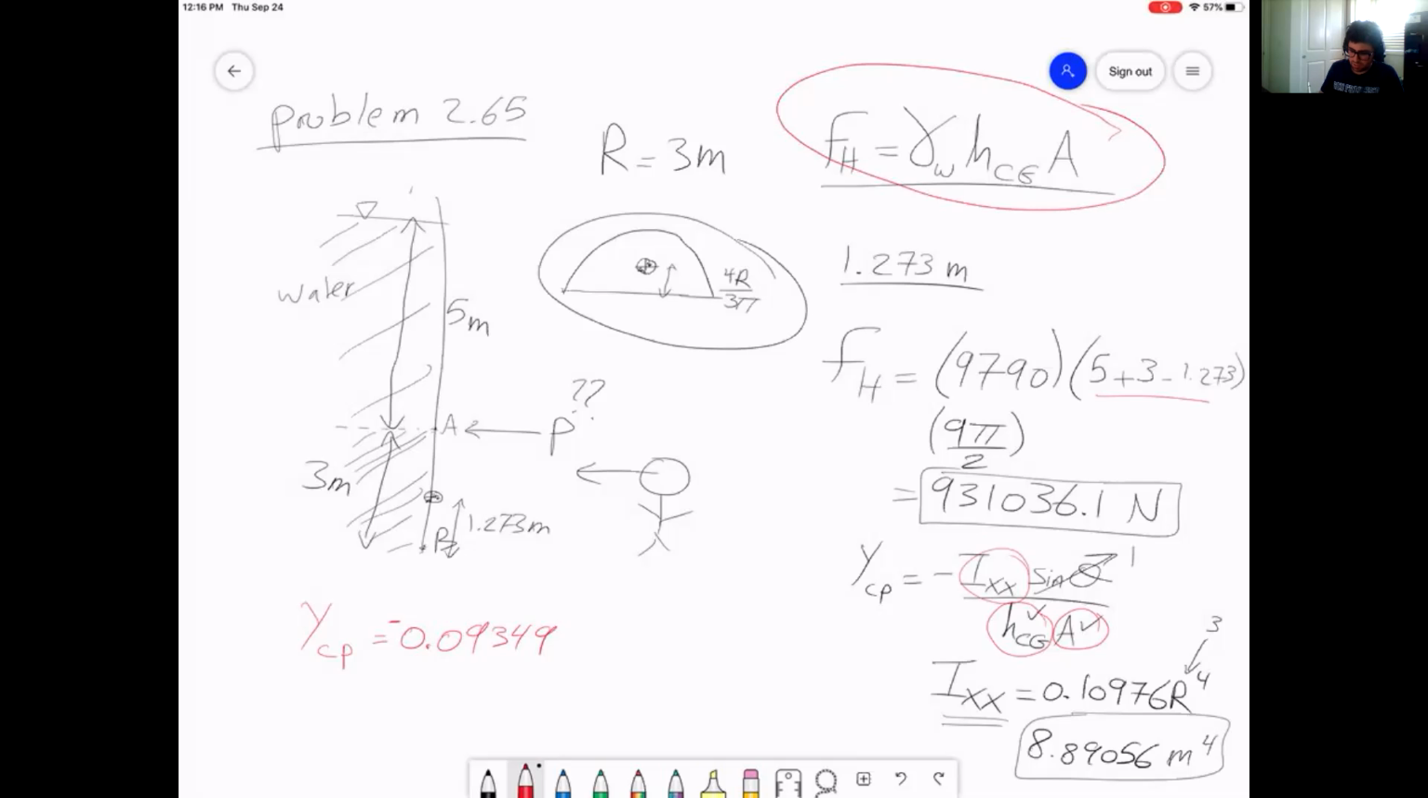And then what's this one we got? YCP. Negative 0.09. What's this distance? Distance from the centroid to the center of pressure. So it is downward. You should go from the centroid exactly to the center of pressure by 0.09. And that's your force. And you're going to have P. You do equilibrium equations and you get the value for P, right? Sounds good?